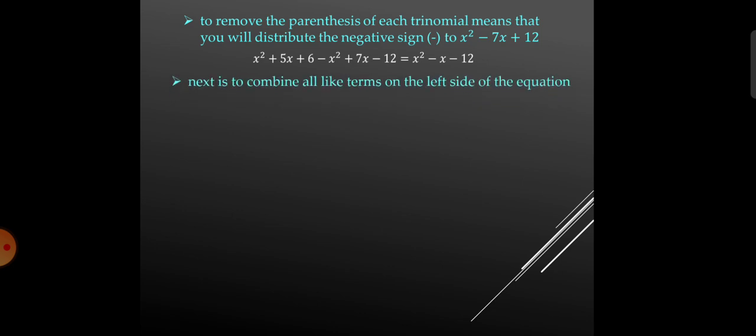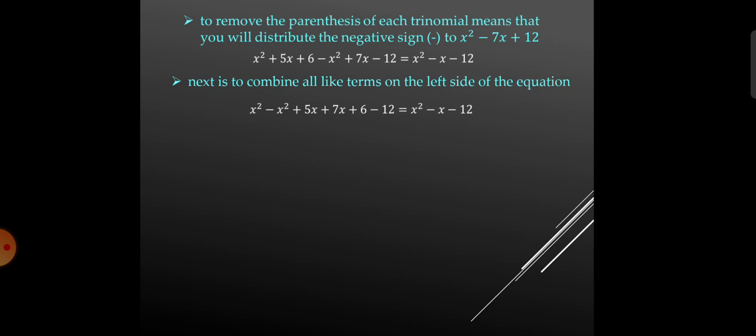Next is to combine all like terms on the left side of the equation. So ang kanang x squared minus x minus 12 nga nasa right side of the equation, ipamalhin na sa left side. Ma-change na siya sign. First, copy x squared. Ang katong x squared nga nasa right side sa equation, after sa equal nga symbol, naigbalhin na niya, mahimong minus x squared. Ato ang i-arrange daan.